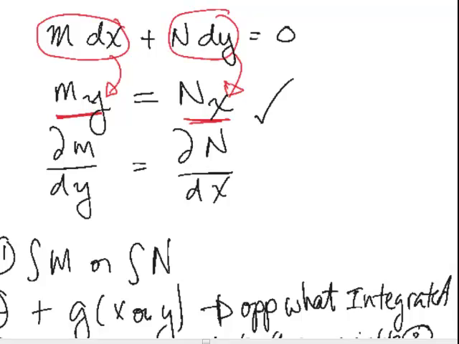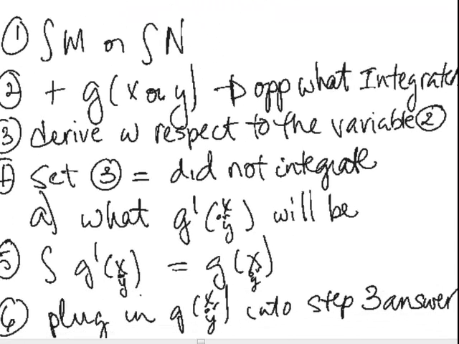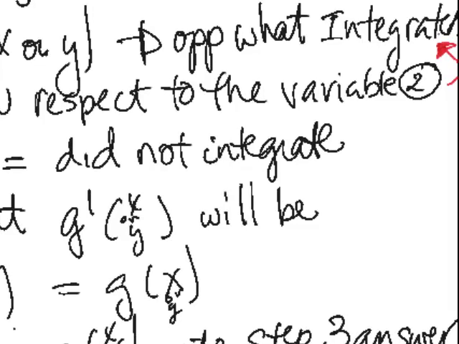If they don't, there's a way to make them exact using integrating factors, which another video will cover. Then you integrate one or the other, plus g of x or y, derived with respect to the variable that's in the previous step. And after you do that, you set step 3 equal to the one that you didn't get to integrate, and then figure out g prime, integrate, plug back in.